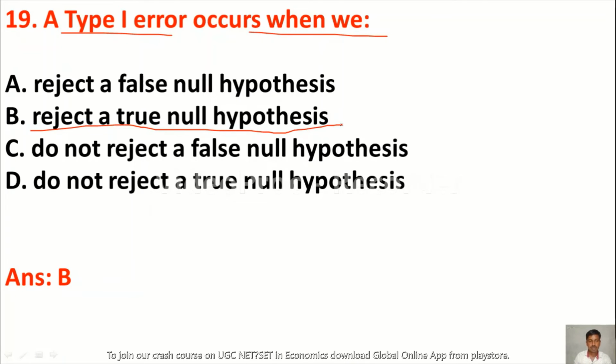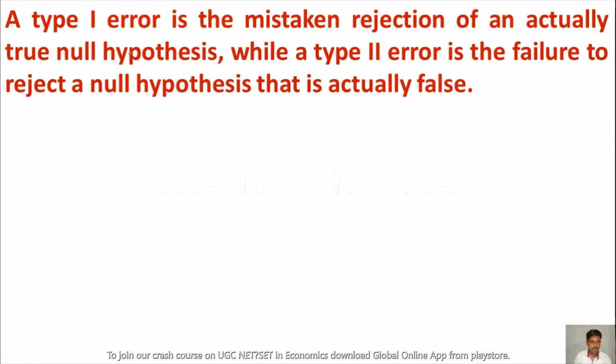So when we reject the true null hypothesis, it is known as the type 1 error. And if it is false and you accept, it is known as the type 2 error. So here you can see a type 1 error is the mistaken rejection of an actually true null hypothesis, while type 2 error is the failure to reject the null hypothesis when it is actually false.